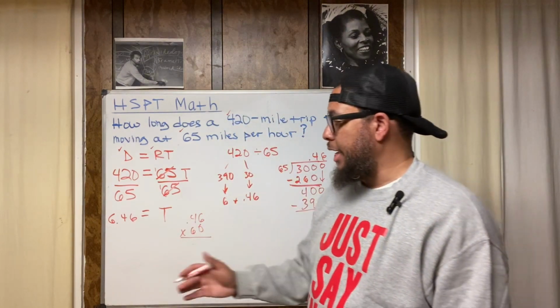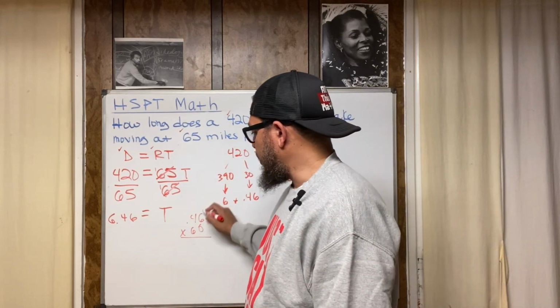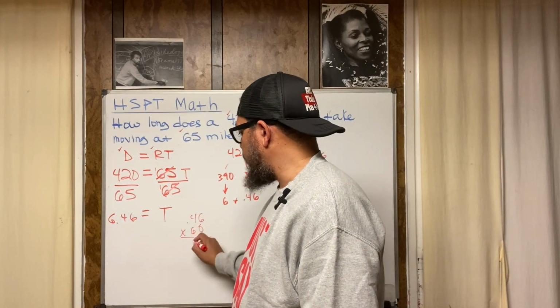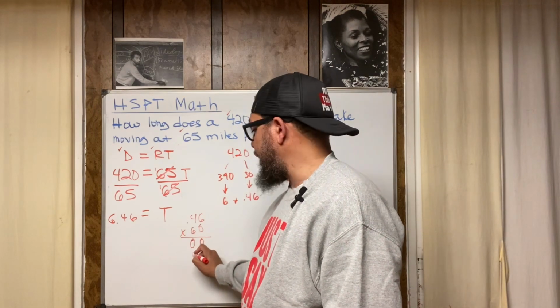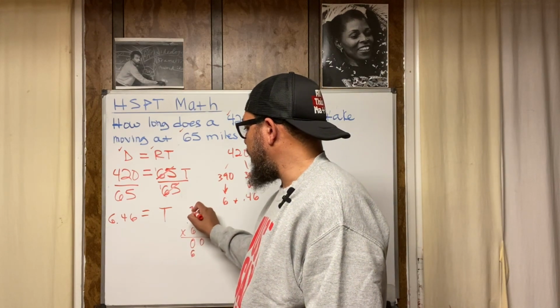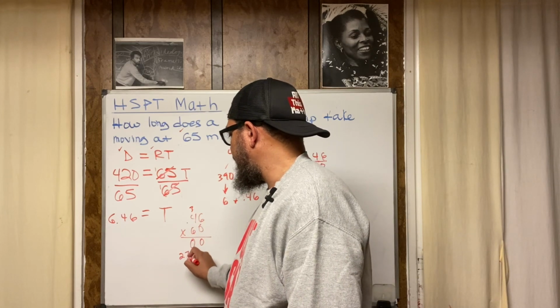Multiplication algorithm. Standard multiplication algorithm. 0.46 times 60. Let's go. 0 times 6 is 0. 0 times 4 is 0. Then we go to the 6 over here. 6 times 6 is 36. Don't forget to indent. Put the 6 down. Carry the 3. 6 times 4 is 24. 24 plus 3 is 27.